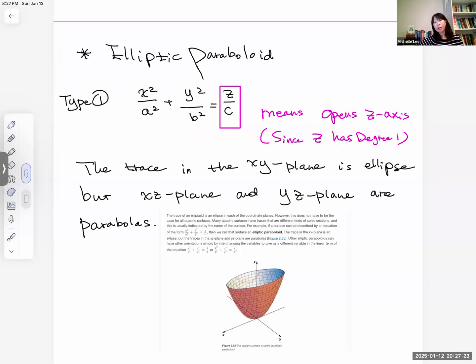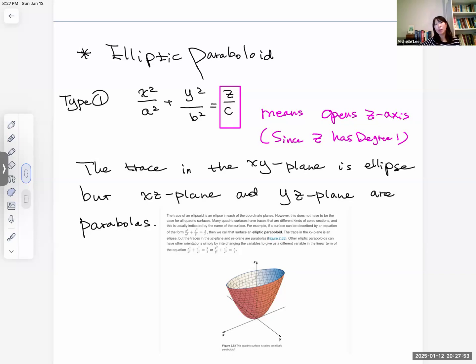Okay, so we have one of the quadric surfaces, the elliptic paraboloid. We just wanted the ellipsoid right now, right? And then the second one, the elliptic paraboloid. So let's take a look. We have three types here.